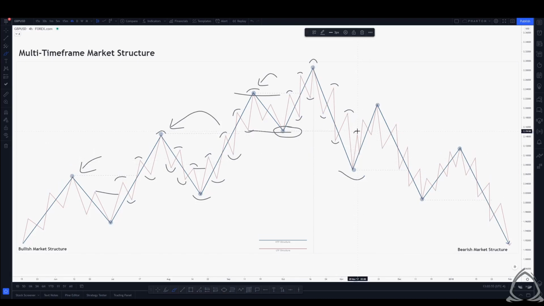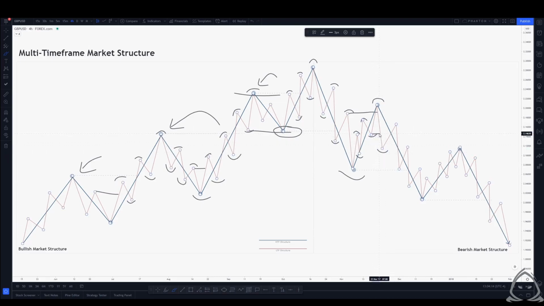And on the lower time frame, we can start to see that price is creating a series of higher highs and higher lows. And what we can see in this case is we would break this structure. This would be the higher high on the lower time frame, which would form our lower high on the higher time frame. And then what we can see is price then starts to move back to the downside.